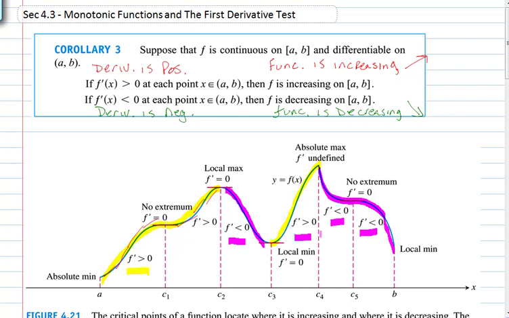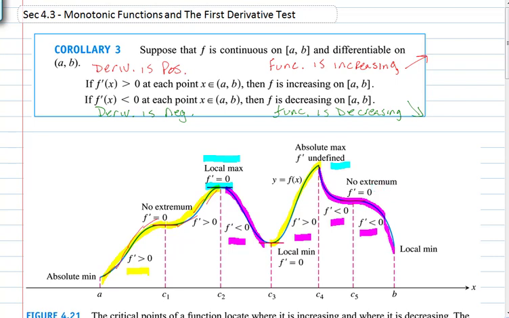Where the function switches from increasing to decreasing, we have what's called a local max. That's where the function switches from decreasing to increasing. Just because the derivative is equal to 0, though, doesn't mean that we have an extrema. Anytime the derivative is equal to 0 and the derivative goes from positive to negative, we have a local max. If the derivative is undefined, that's a critical point. Remember? And here the derivative is equal to 0 and it's no extrema.